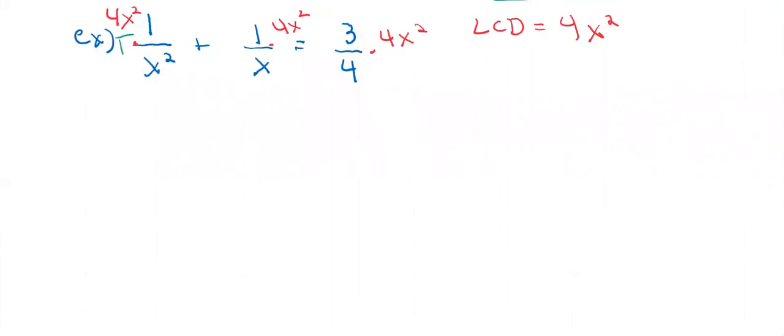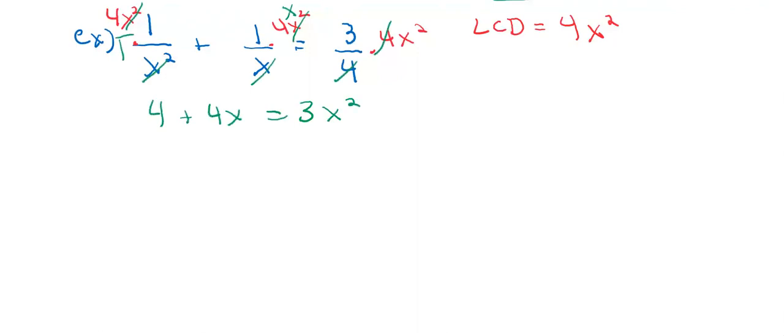Okay, so let's do some reducing. On the first term, the x squareds will cancel, and I'm left with 4 times 1, which is 4. This second term, the x reduces with the x squared and leaves me with 1x. So I have 1 times 4 times x, so I'm just left with 4x. And here on the last term, the 4 reduces completely, and I'm left with 3x squared.